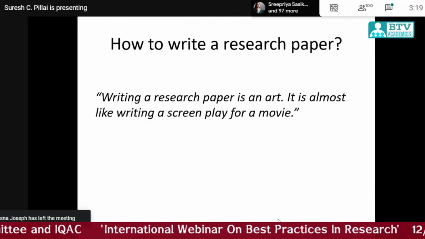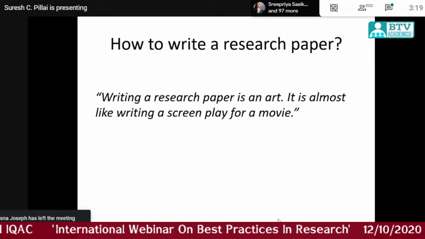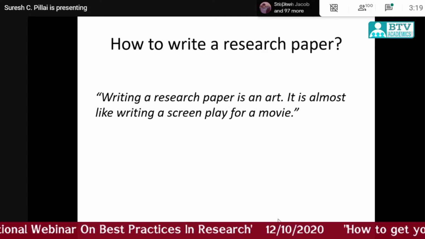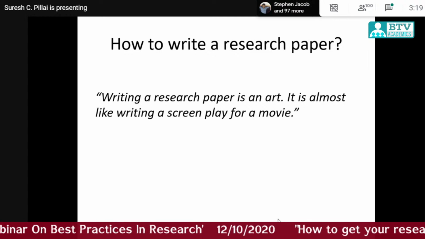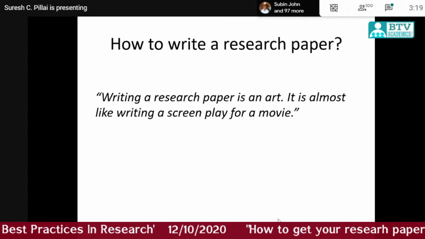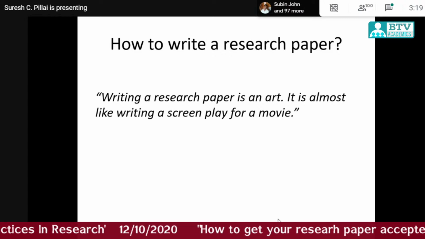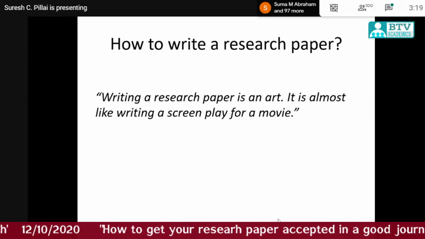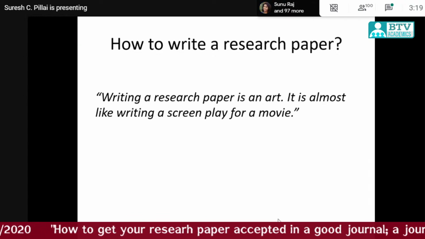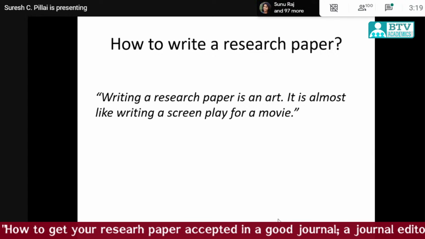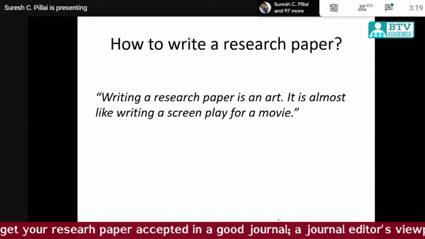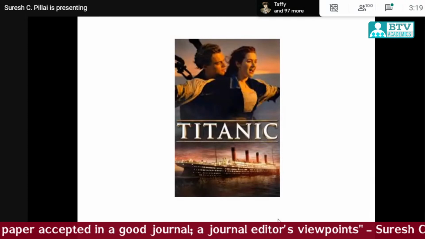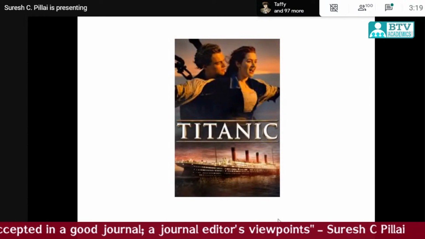So this is John's own word. He said that writing a research paper is an art. It's almost like writing a screenplay for a movie. So by the end of this talk, many of you will become either good writers of your own publications, or you will be screenplay writers of a movie, or you can write a short story. So, how to write a research paper like a story?